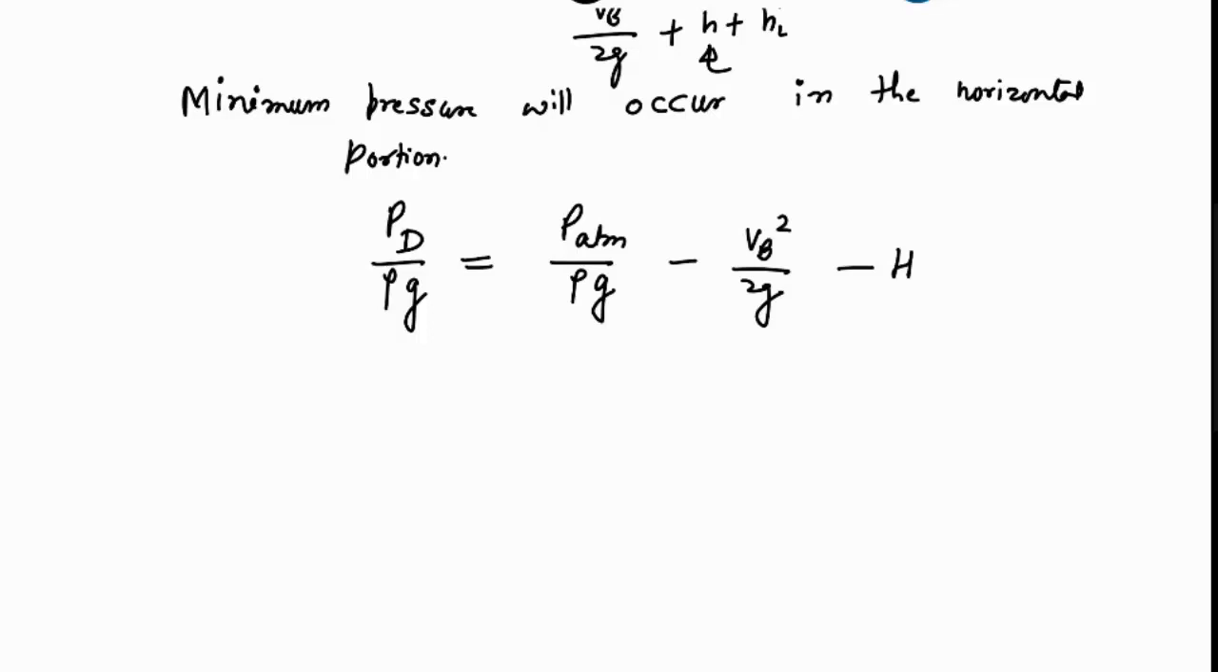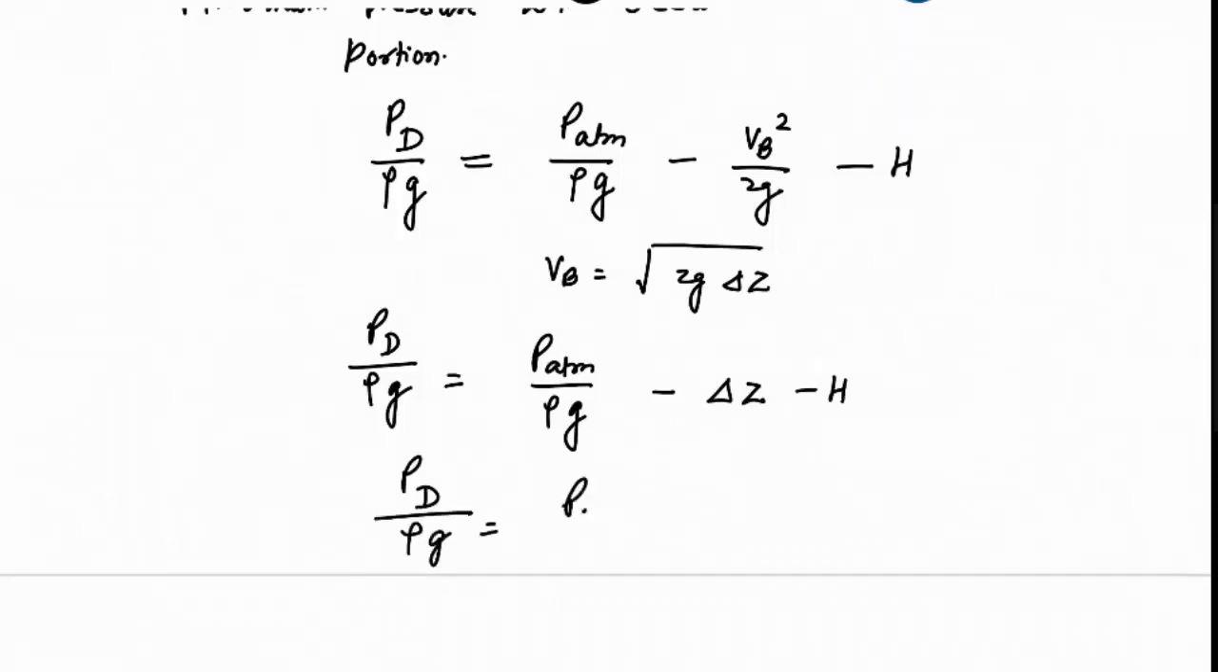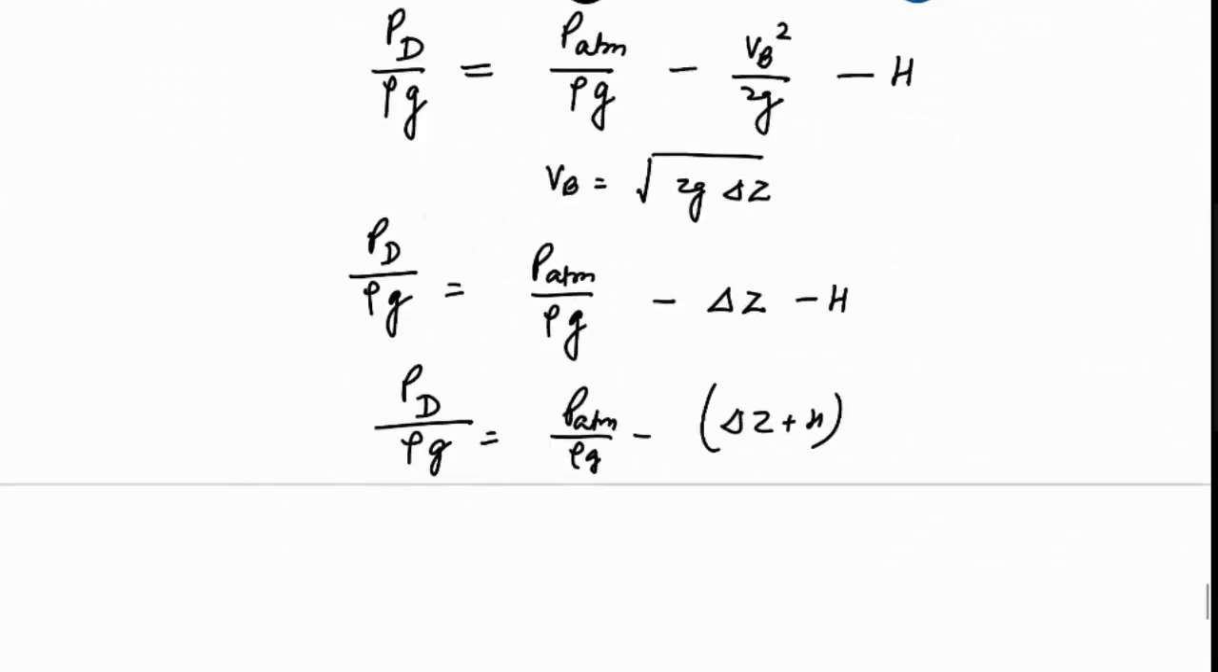So from here, since you know V_B, V_B is equal to under root 2g delta Z. We earlier derived this result, so we can write P_D by rho g is equal to P atmospheric by rho g minus V_B squared, which is 2g delta Z, divided by 2g, which simply becomes delta Z, and this is minus H. So P_D by rho g is equal to P atmospheric by rho g minus delta Z plus H. So the pressure at point D is lesser than the atmospheric pressure by this amount, that is delta Z plus H.